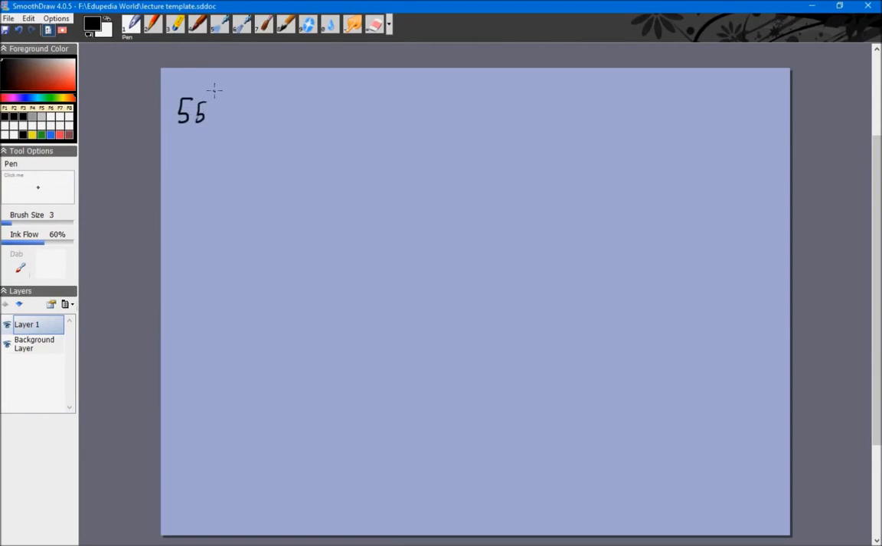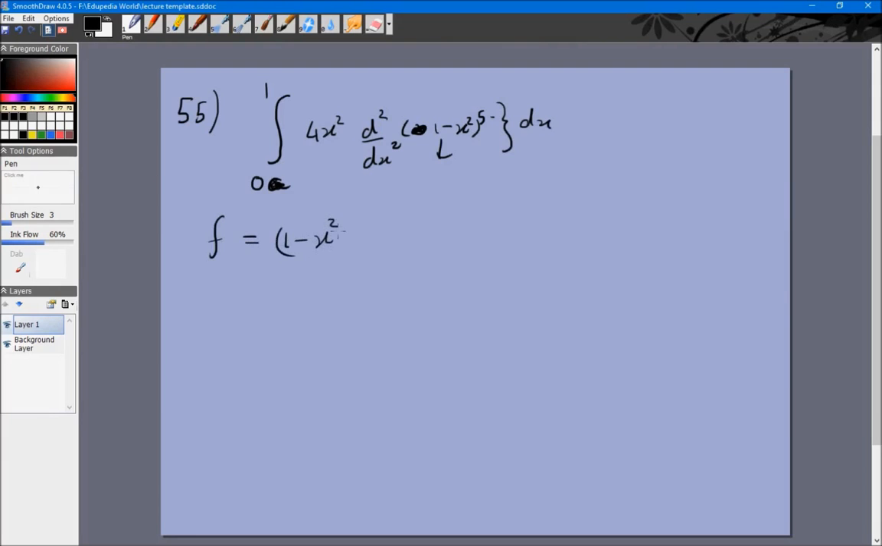Let's move on to question 55. Now this is just about as straightforward a question as you can get. There are some tricks which you might use, but you can just start, this goes from 0, so you can just start solving it directly, and that's one easy way you'll get the answer. d2 by dx squared of (1 minus x squared) to the power 5 dx. So let's just take this function to be f(x). Let's take f(x) is equal to (1 minus x squared) to the power 5. What is f dash of x?